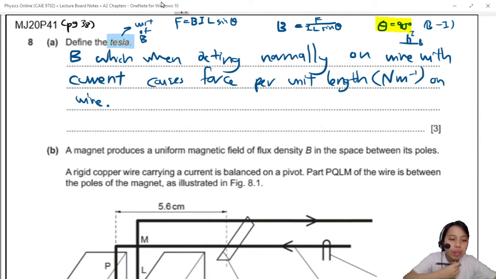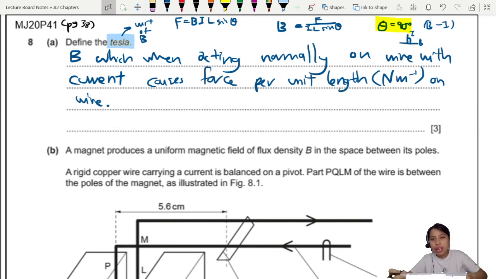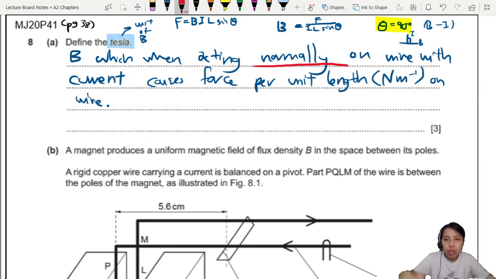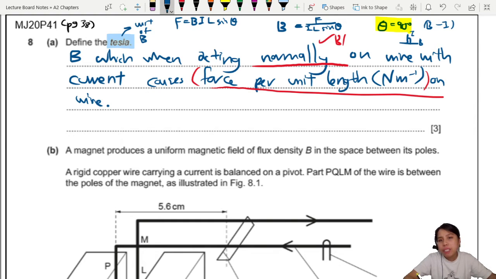Where do the marks come from? The very first one is the idea that B and I are perpendicular. So we talk about B, which is acting normally on a wire. So I is normal to B. So this is the first mark. The second one is, when you talk about force per unit length on the wire, so that is this idea.